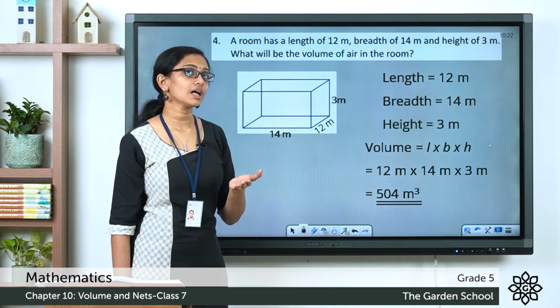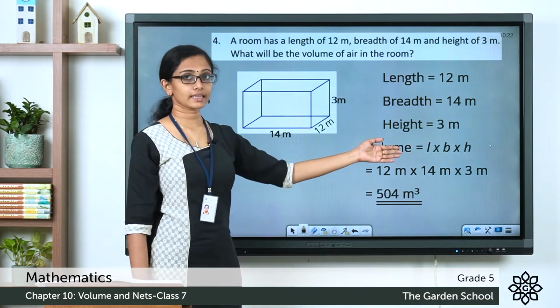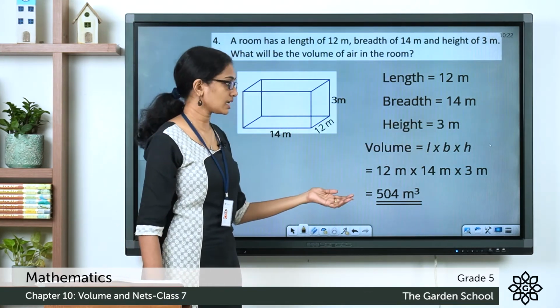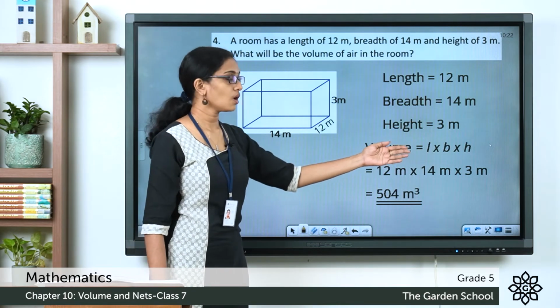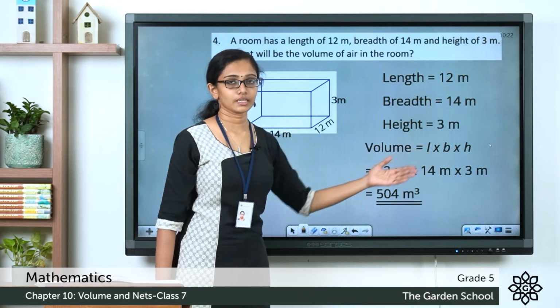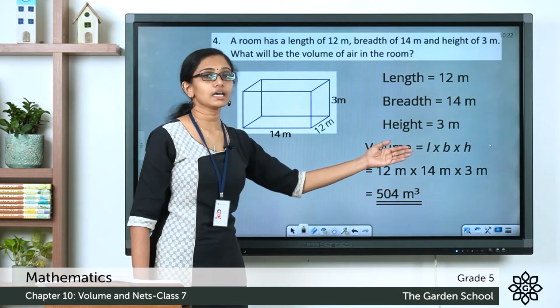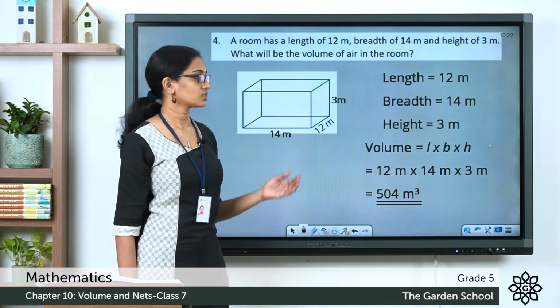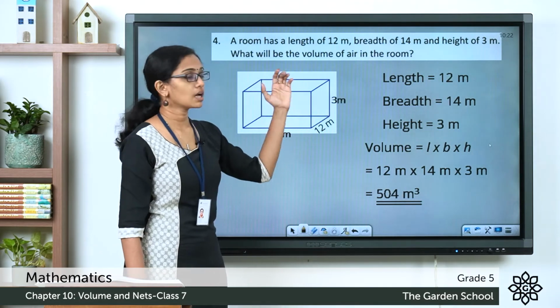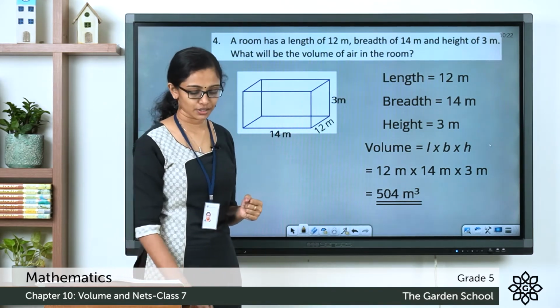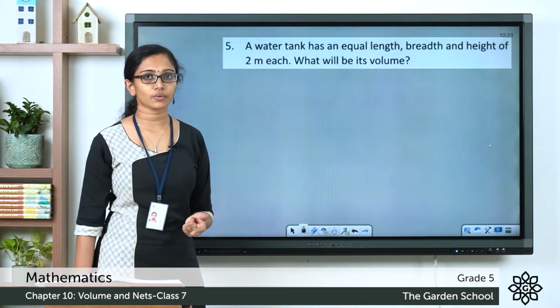So, by formula, the volume is equal to the length into breadth into height, which is equal to 12 meter into 14 meter into 3 meter, and it gives you the answer 504 meter cube or cubic meters. So that is the volume of this room. So I hope it is clear to you. Now we will move on to the next question.